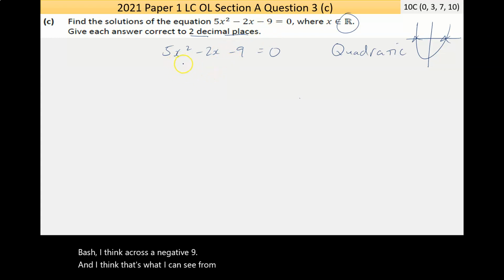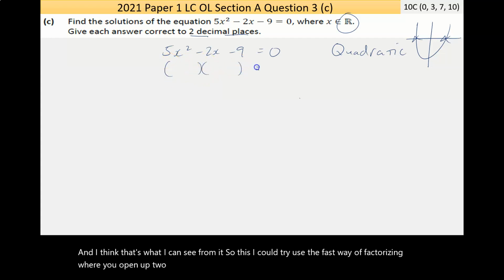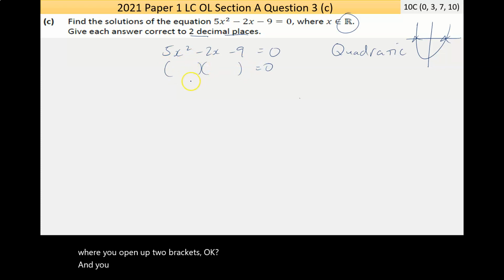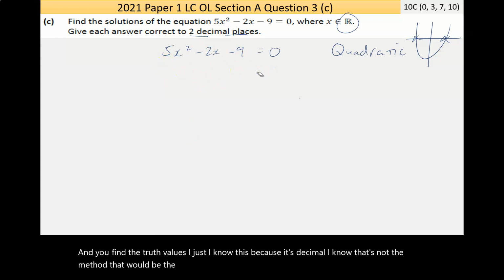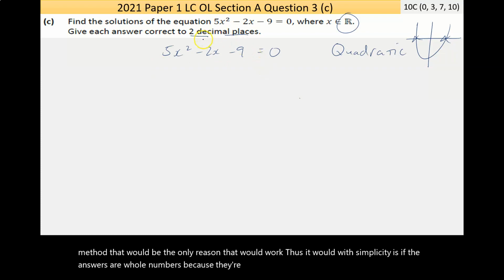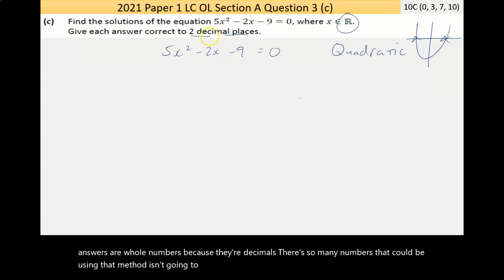So I could try use the fast way of factorizing, where you open up two brackets, and you find the two different values. And I know this because it's decimal, I know that's not the method. That would be the only reason that would work with simplicity is if the answers were whole numbers. Because they're decimals, there's so many numbers it could be that using that method isn't going to be effective. So I know that I have to use, I'll write over here, the minus b formula.